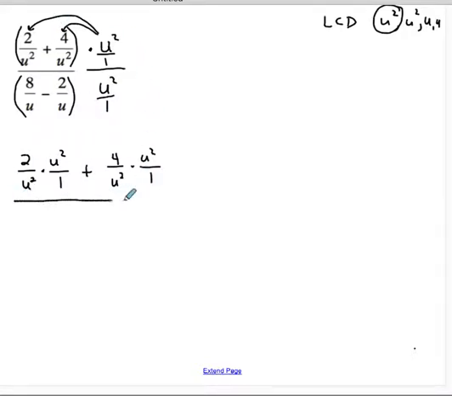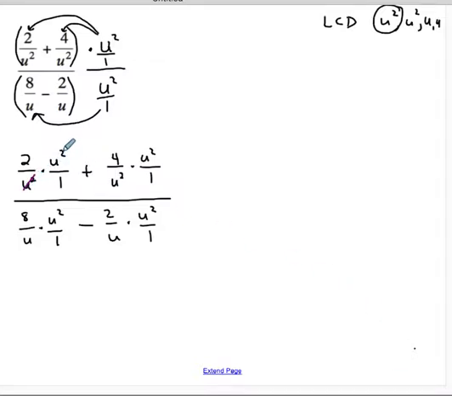And then in the denominator, I'm going to distribute this across here. So I've got u squared over 1 times 8 over u. So that's 8 over u times u squared over 1. And then I'm going to subtract from that 2 over u times u squared over 1. And now I'm just going to go ahead and simplify any of those fractions that I can.